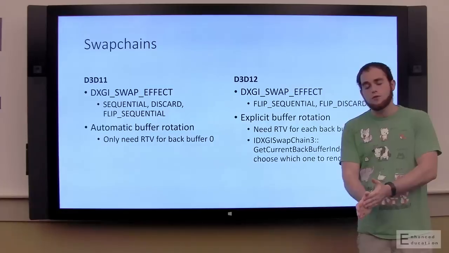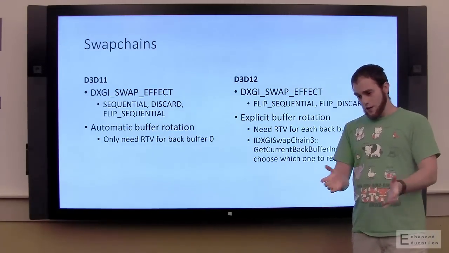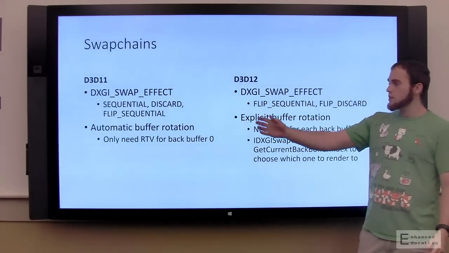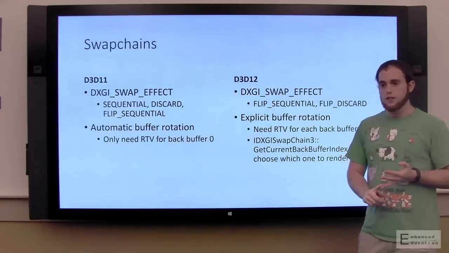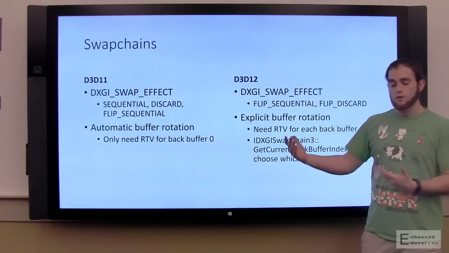Swapchains. You still use DXGI swapchains for D3D12, just like D3D11. There's some minor differences that you need to be aware of. In D3D11, the swap effects that are available, you have the sequential discard and flip sequential swap effects. In D3D12, you've got flip sequential and a new for Windows 10 flip discard swap effect.